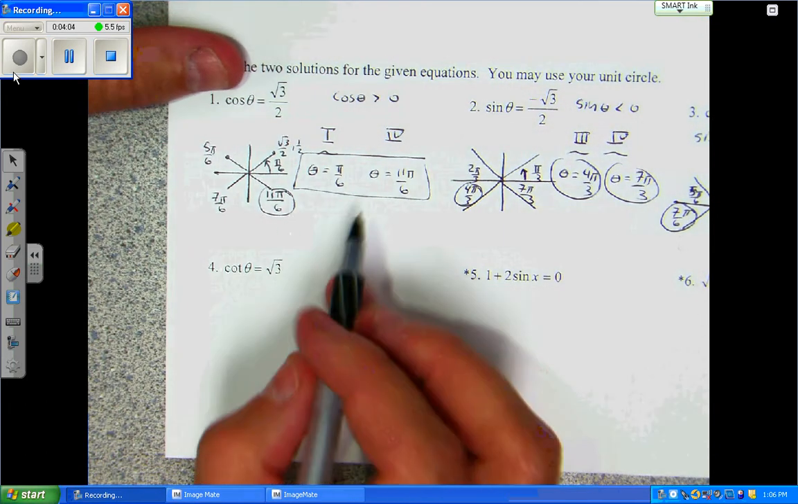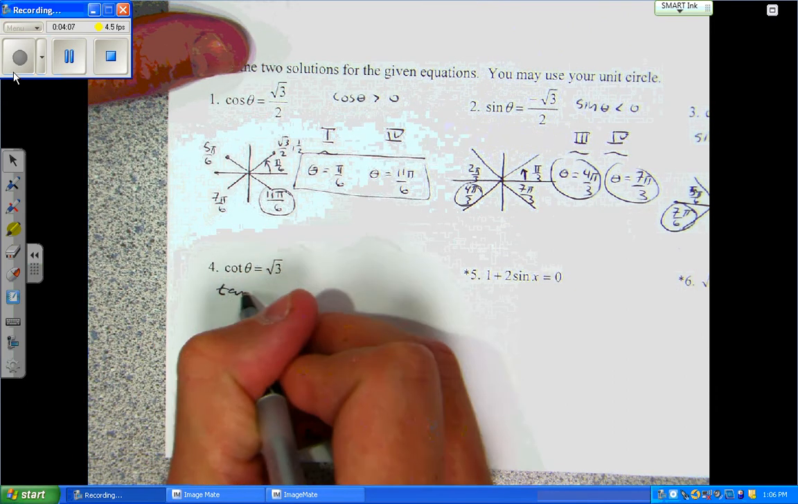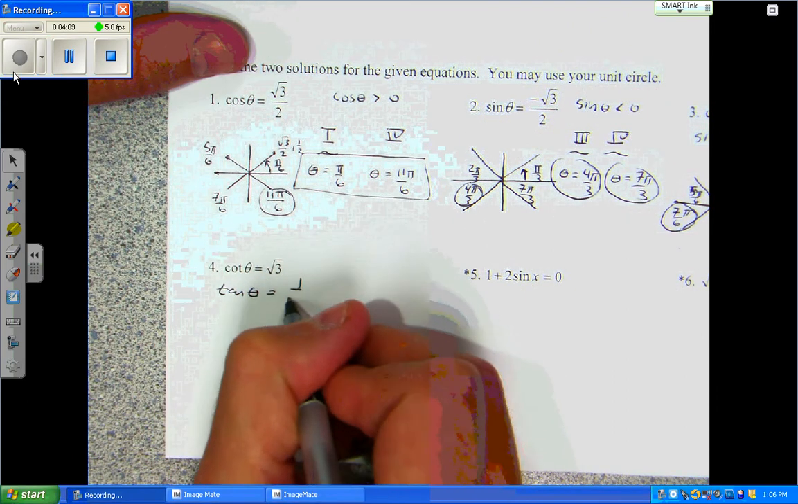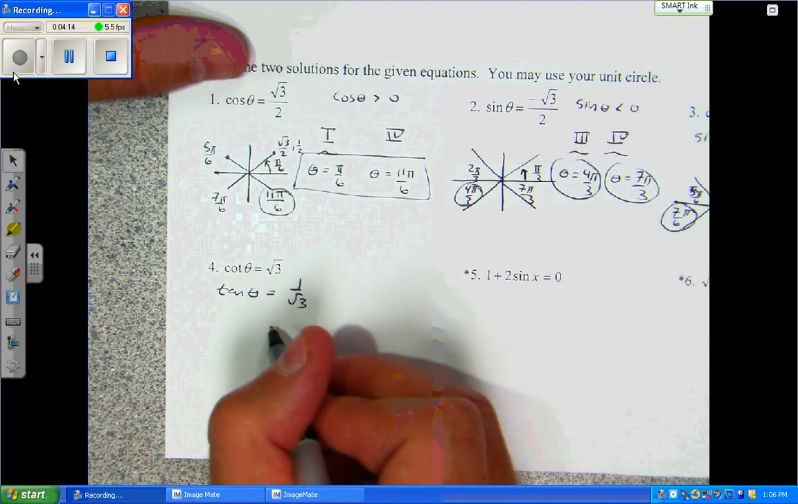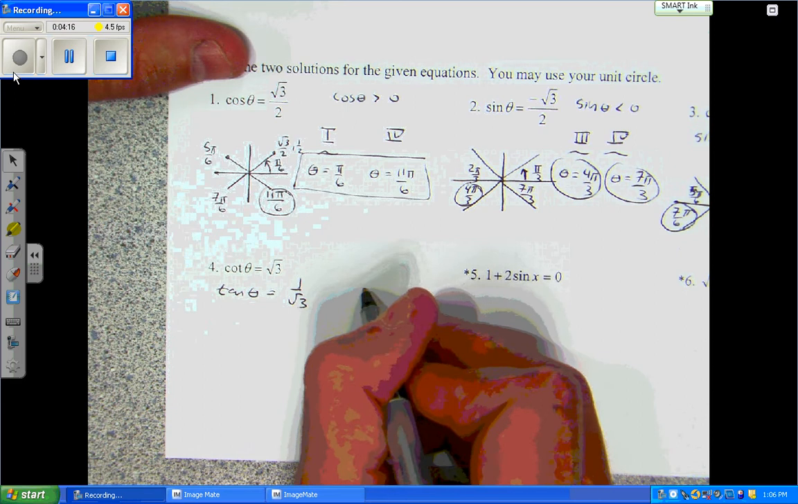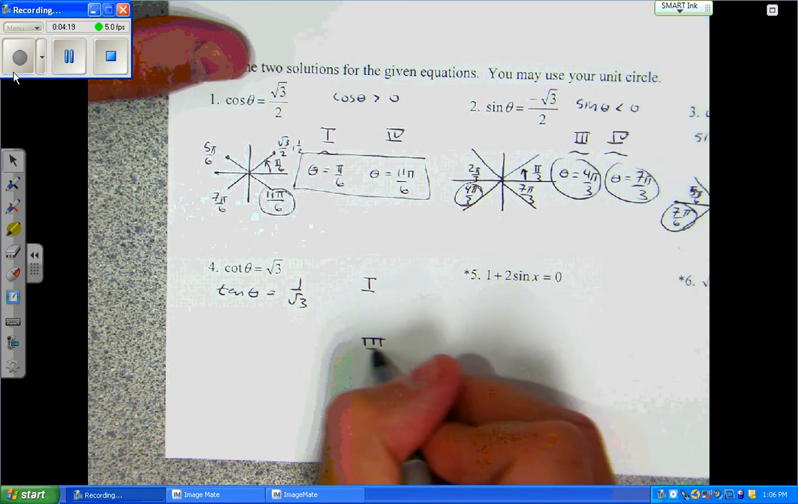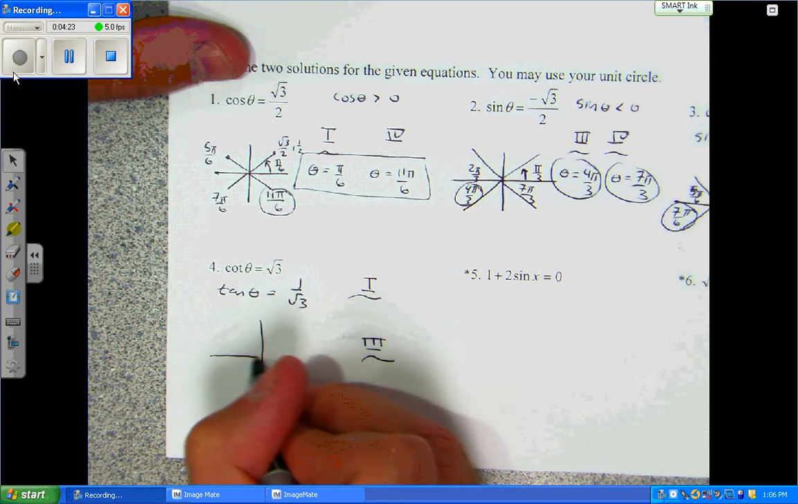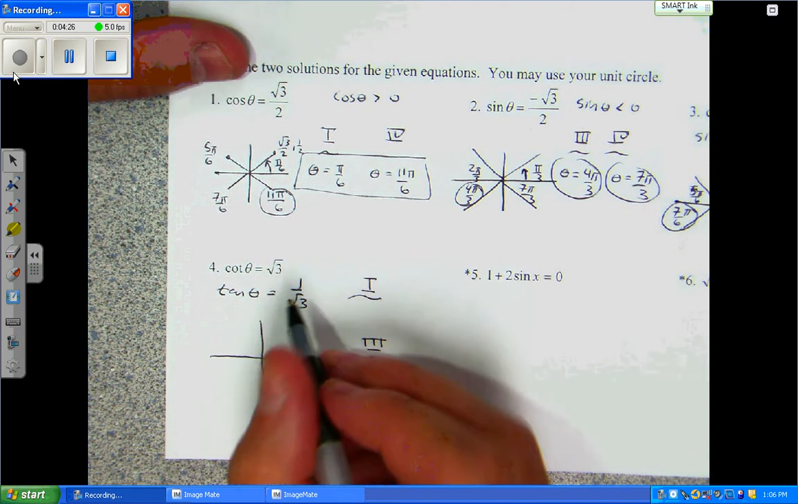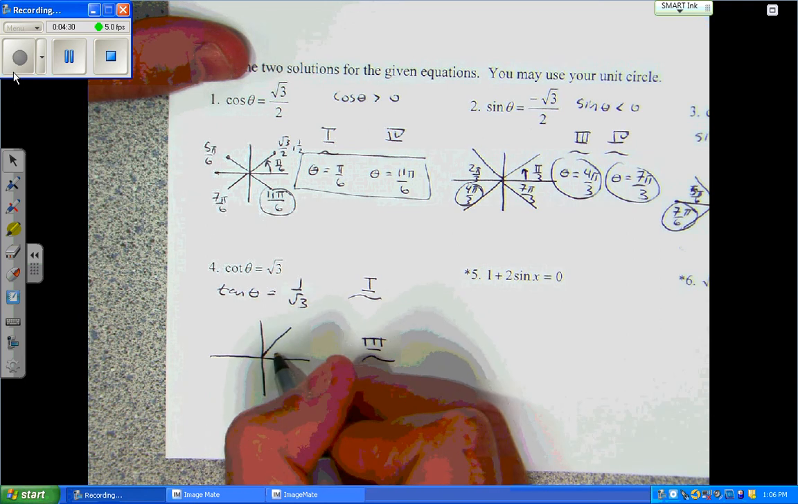For cotangents, and I really don't know much about cotangent, but if I flip it, it becomes tangent of theta, and this becomes 1 over the square root of 3. Now, tangent is going to be positive in the first quadrant and the third quadrant. Now, where does tangent equal 1 over root 3? That's a little tougher to do.